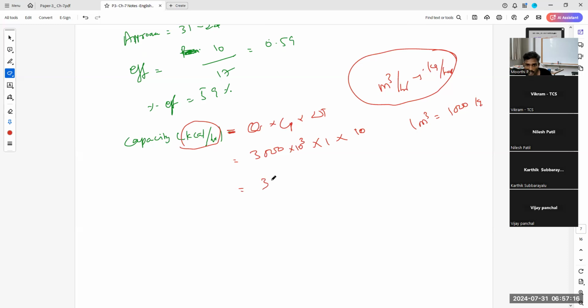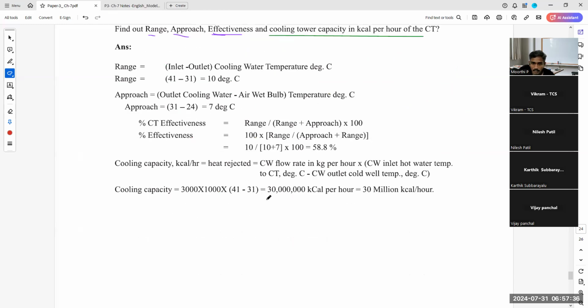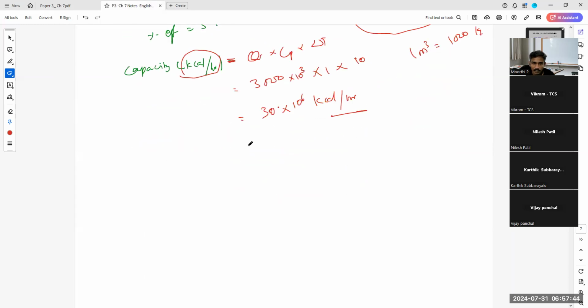Otherwise, you can shortcut this one. 10 power 3 into 10 to the power 7, that is 3 into 10 power 6. You can calculate. This is very important. 30 million kcal. Otherwise, you can write 30 into 10 power 6 kcal. If you know this one, you can write it.